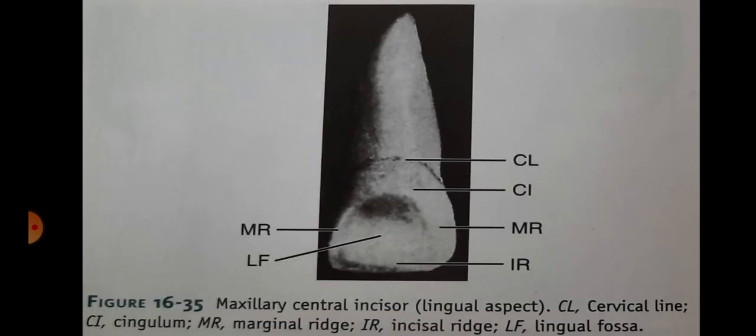Figure 16.35 is the maxillary central incisor, lingual aspect. CL means cervical line, which usually coincides with the cementoenamel junction. Cervical line is a clinical term, whereas cementoenamel junction is a histological term. CI is the cingulum, MR is mesial ridge, IR is incisal ridge, and LF is lingual fossa.